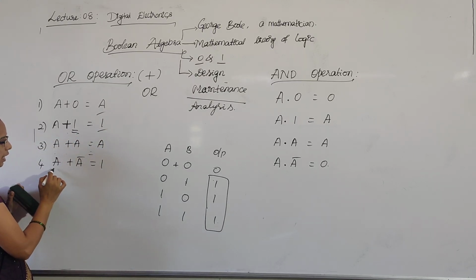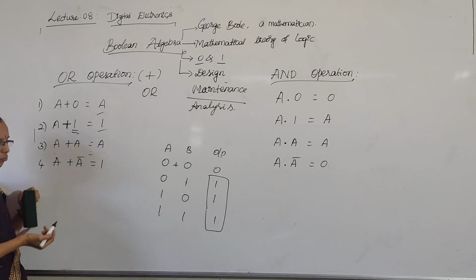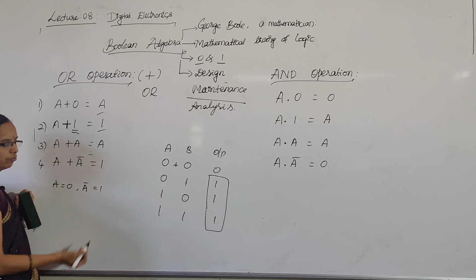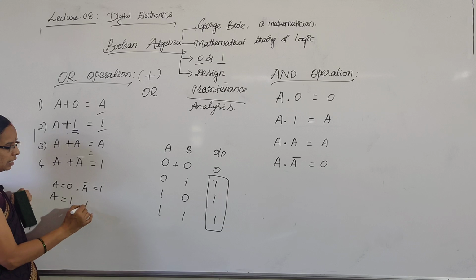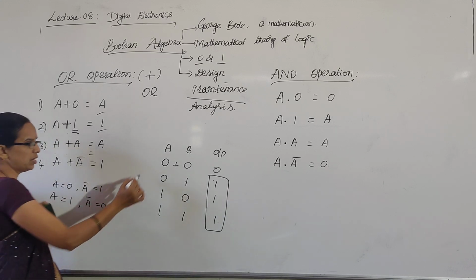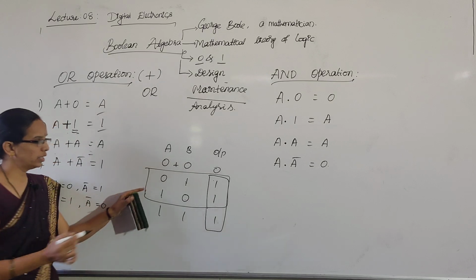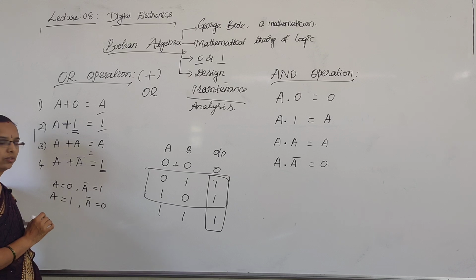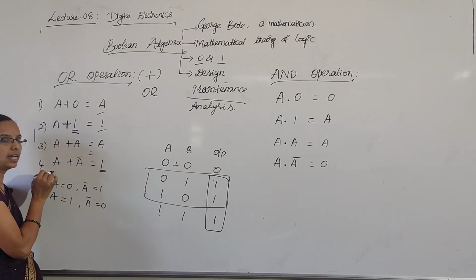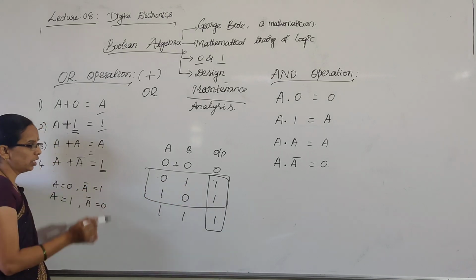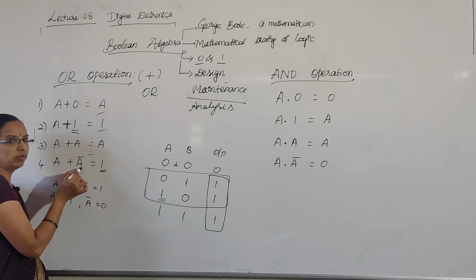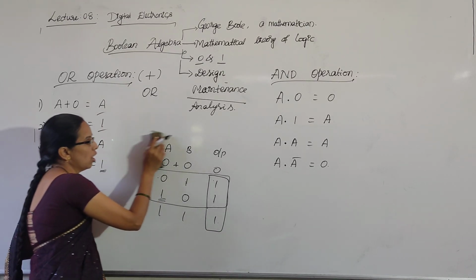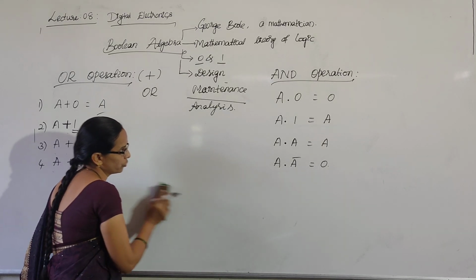And the last one, A or A complement is equal to 1. If A is equal to 0, A complement will be 1. If A is equal to 1, A complement will be 0. In both the cases, the output will be 1. If you substitute A as 0, then output is 1. If you substitute A as 1, then A complement will be 0, output will be 1. So, you got to know how these OR operation laws are proved.